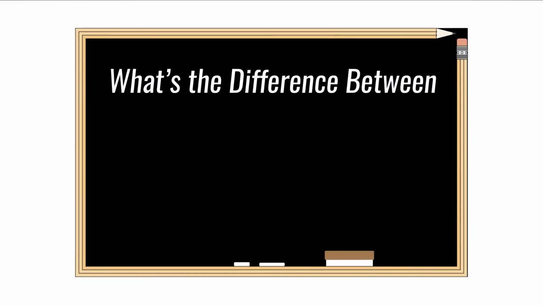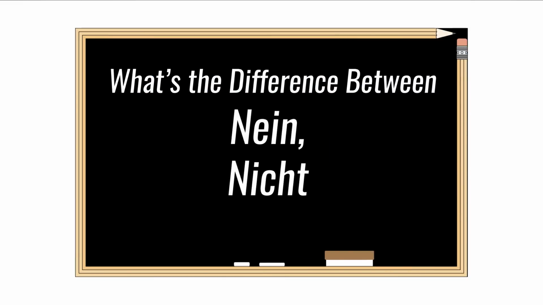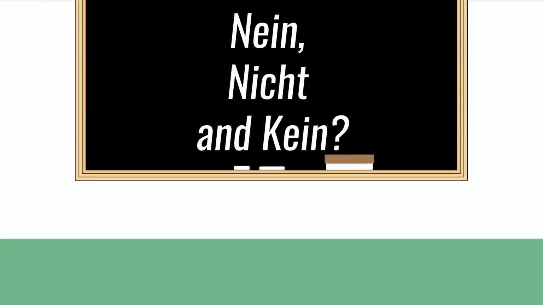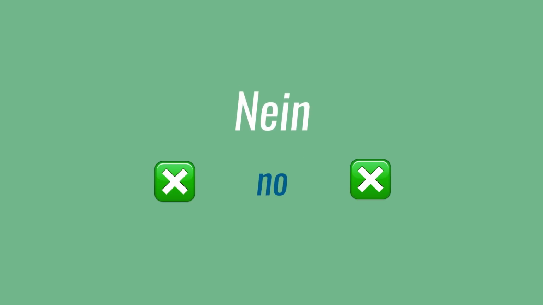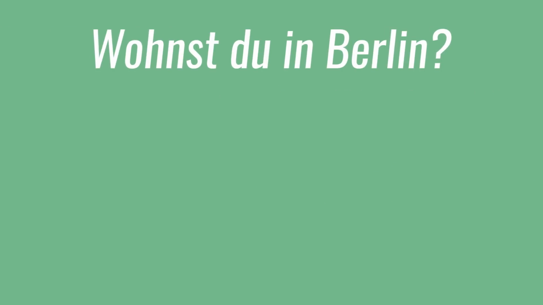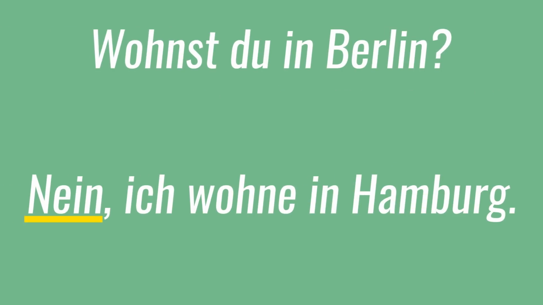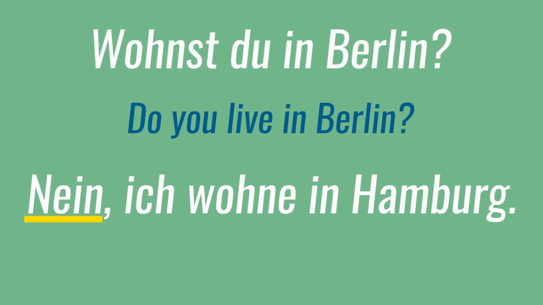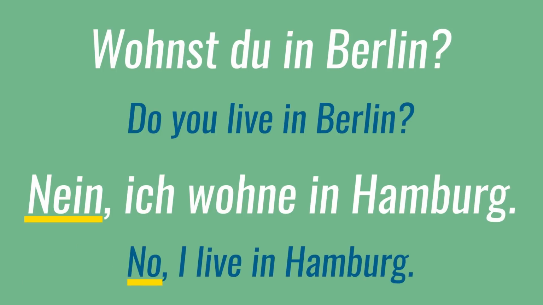The question for this lesson is, what's the difference between nein, nicht, and kein? Nein means no, and is used in the same way as the English no, such as nein danke, no thank you, or wohnst du in Berlin? Nein, ich wohne in Hamburg. Do you live in Berlin? No, I live in Hamburg.